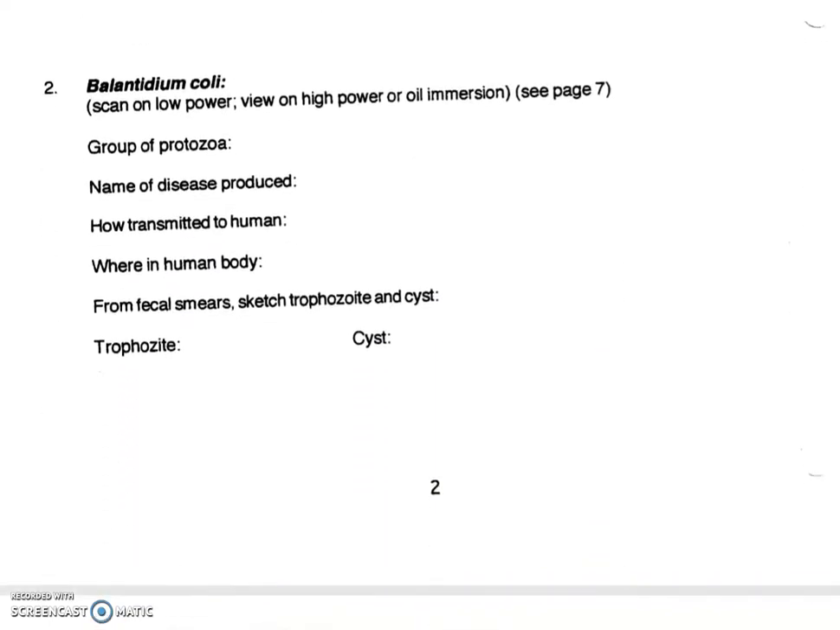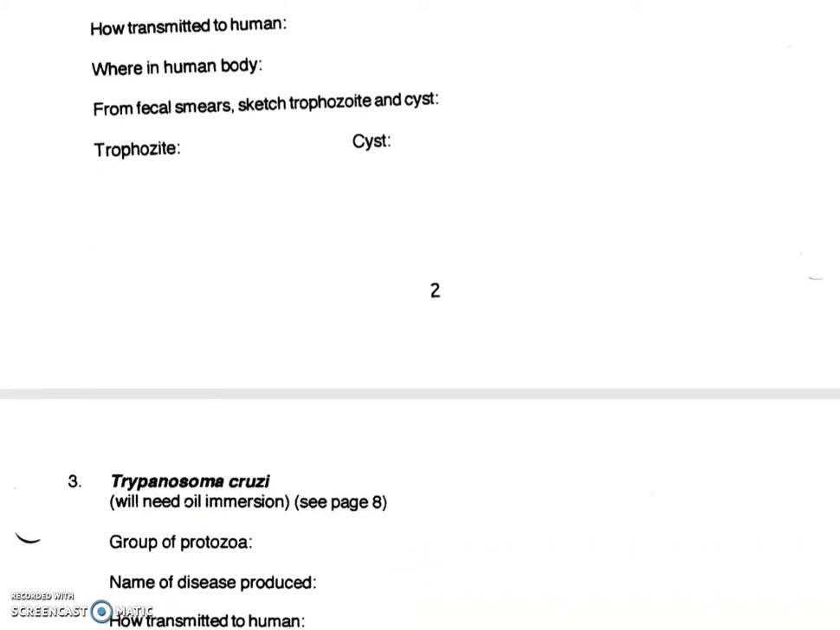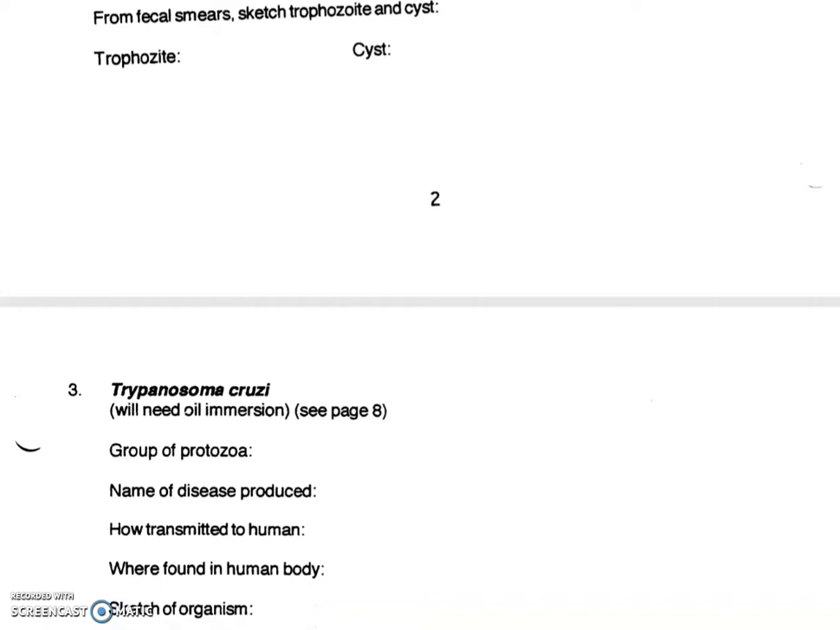Here, the next one is Balantidium coli. That one is actually a ciliate, kind of looks like a Paramecium. Make sure that you look this up. It's a type of diarrhea disease that it's causing, balantidiasis, and take a look, Google this organism too, and make a sketch of the trophozoite and the cyst.